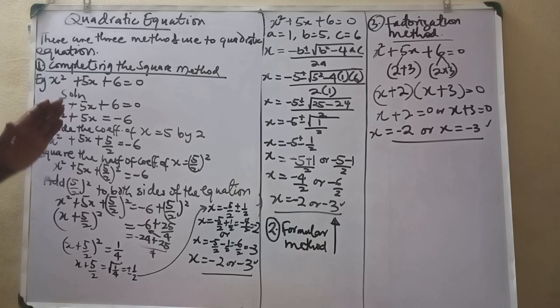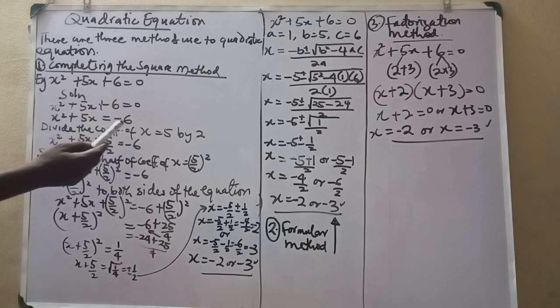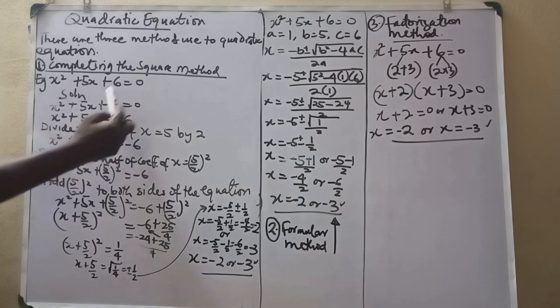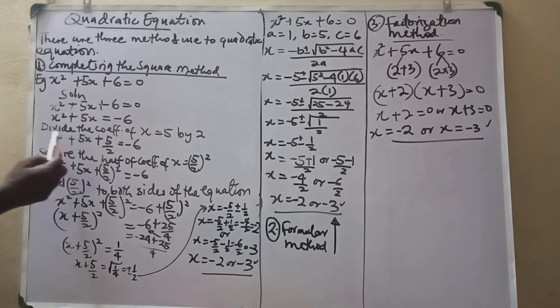Now, we transfer this plus 6 to the other side of the equation, it becomes minus 6. You can see it there. So I have not done much. x squared plus 5x, then this plus 6 goes here, becomes minus 6. The next thing is, this is coefficient of x. Coefficient of x is 5.